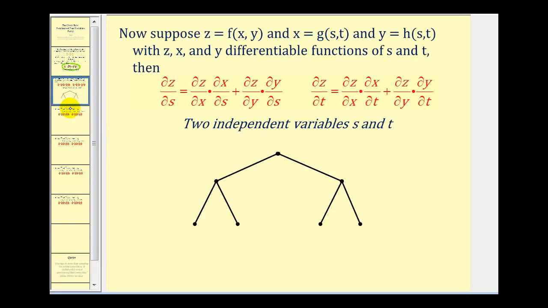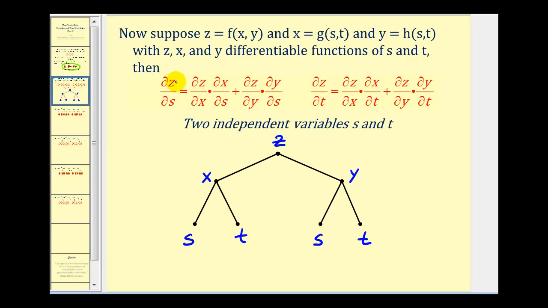But now we're going to take a look at determining the partial derivative of z when z is defined in terms of x and y, but x is in terms of two variables and so is y. So to diagram this, we start with function z that's defined in terms of x and y, but then x and y are defined in terms of s and t. We can use this tree diagram to help us remember the formula for the chain rule.